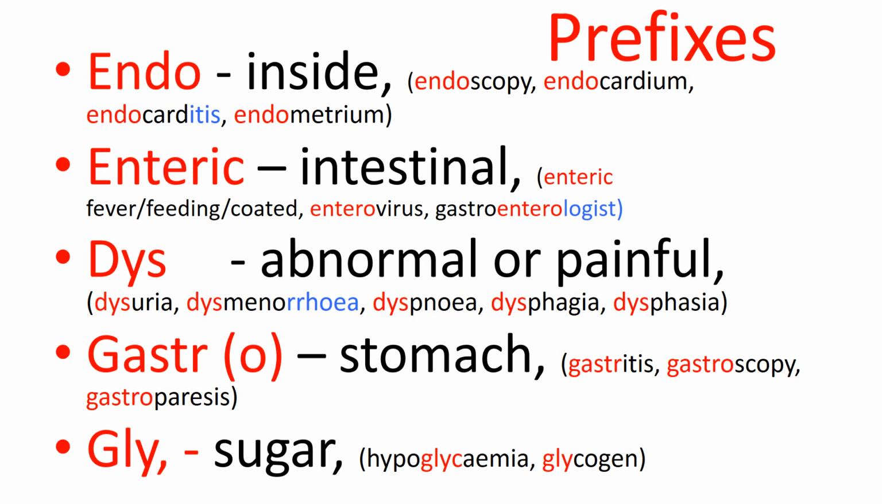Dyspnea, the pnea part, is to do with breathing. So dyspnea is difficulty or pain breathing. Normally we use the term dyspnea to indicate abnormal or difficult breathing when the patient finds it difficult to get their breath.